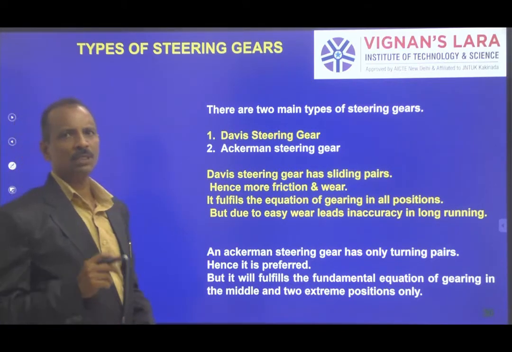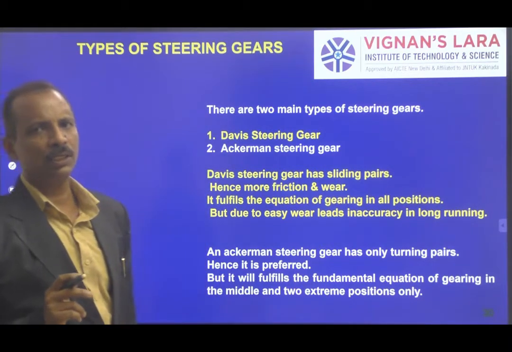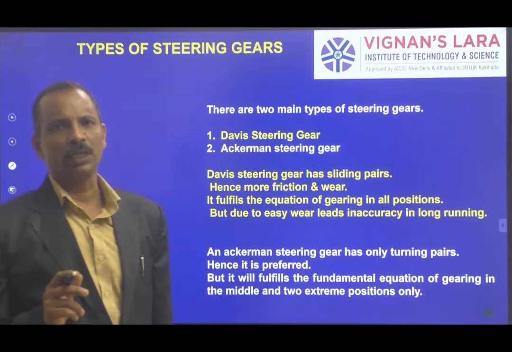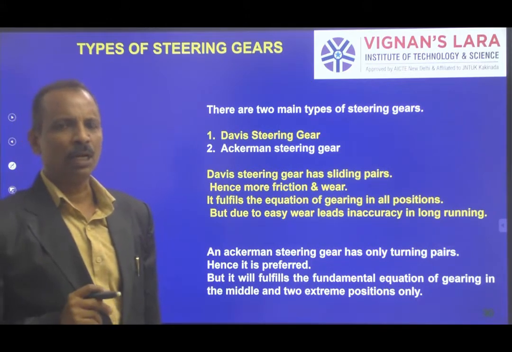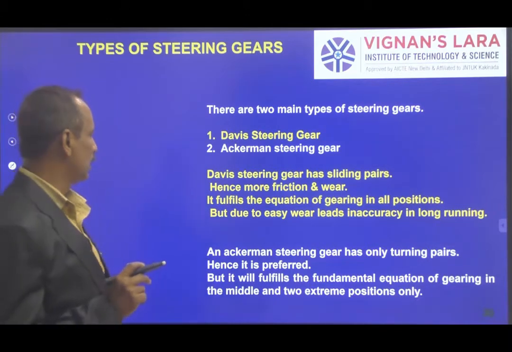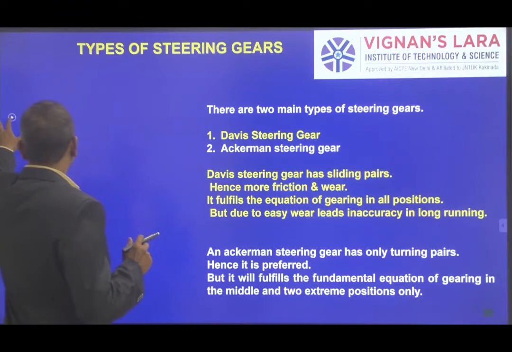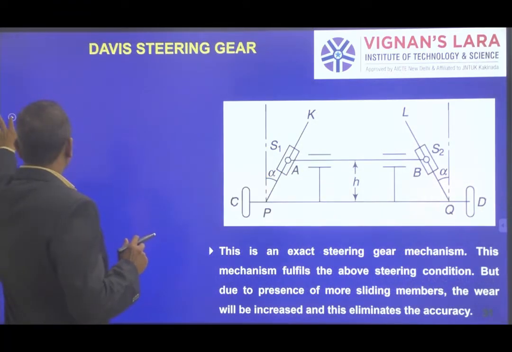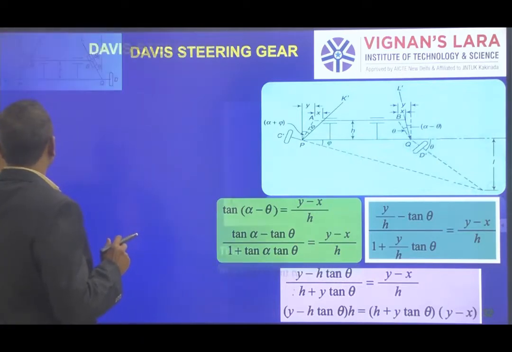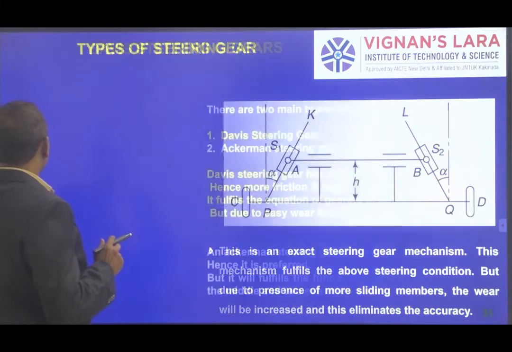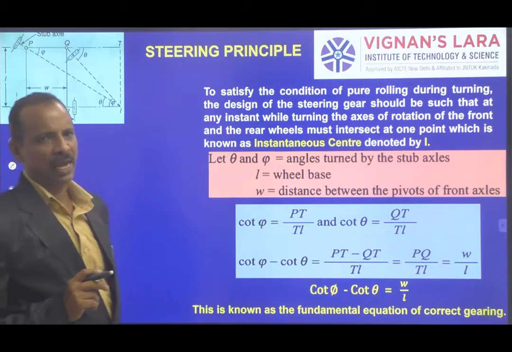But at the same time, we said there is one advantage with the Davis steering gear. The advantage is that for any orientation, it fulfills the correct steering gear mechanism equation which we derived, that is cot phi minus cot theta is W by L. That is the only benefit that you get in the Davis steering gear mechanism. To overcome its difficulties, we can move to the Ackerman steering gear mechanism.